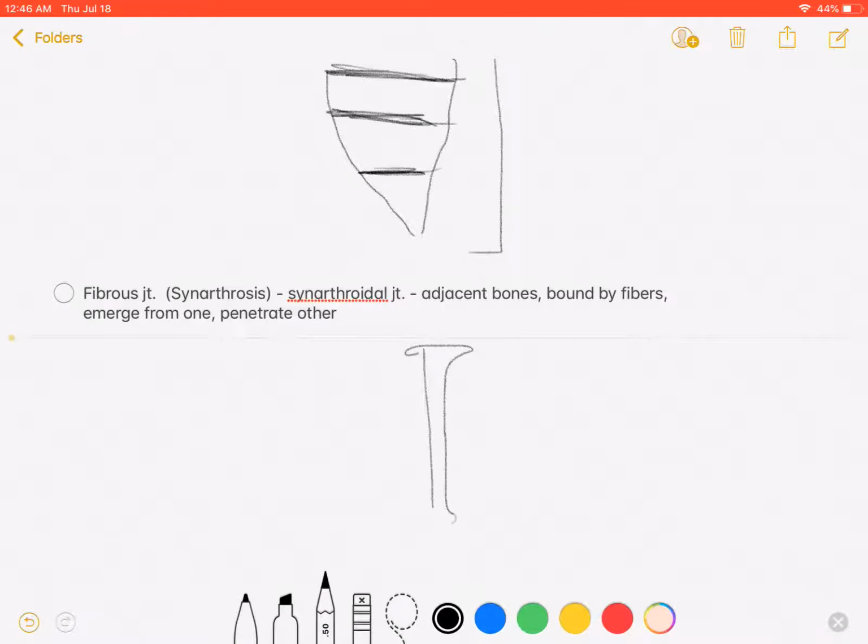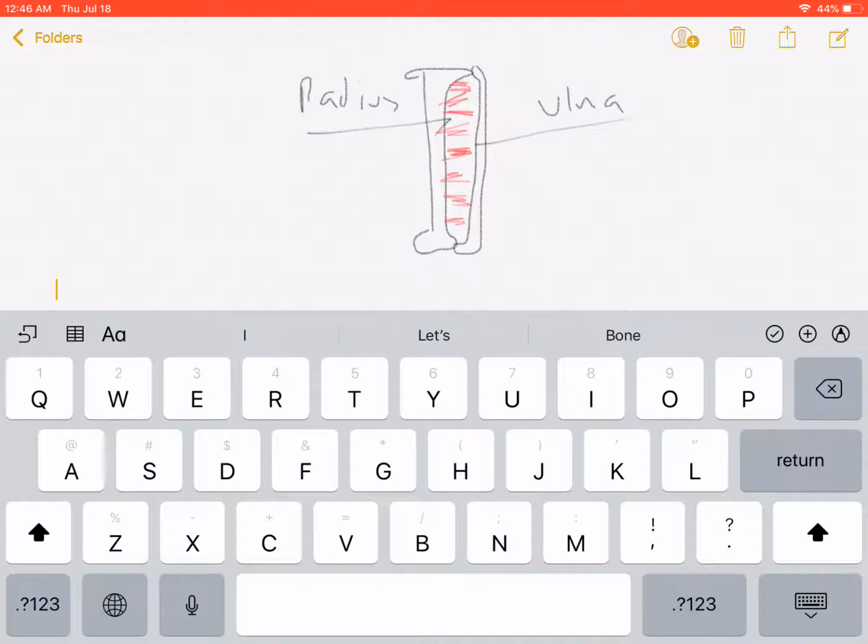Sorry about that. Horrible bone, I know. Let's just say that this over here is the radius, and this bad boy over here is the ulna. The membranes inside right here, coming from one bone and penetrating the other, that is your fibrous joint, your synarthrosis, your synarthrodial joint. So you have your adjacent bones, and they're bound by these fibers, creating that joint. So let's exit out of here.